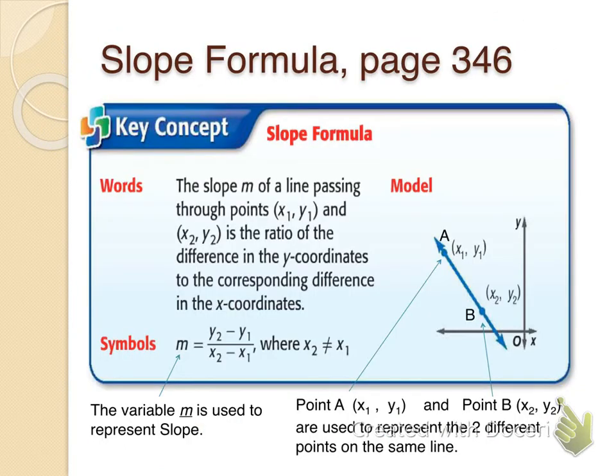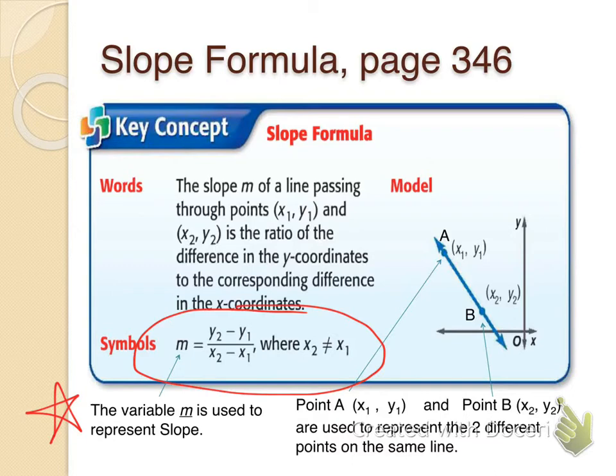Here's our slope formula if we're given 2 points. So we've looked at a slope triangle if we're given a graph. We do a table the same way we did constant rate of change. And now we're going to look at what if they give us 2 points. So right here, make sure that you put this in your notes. M equals y2 minus y1 over x2 minus x1. The variable m is used to represent slope.